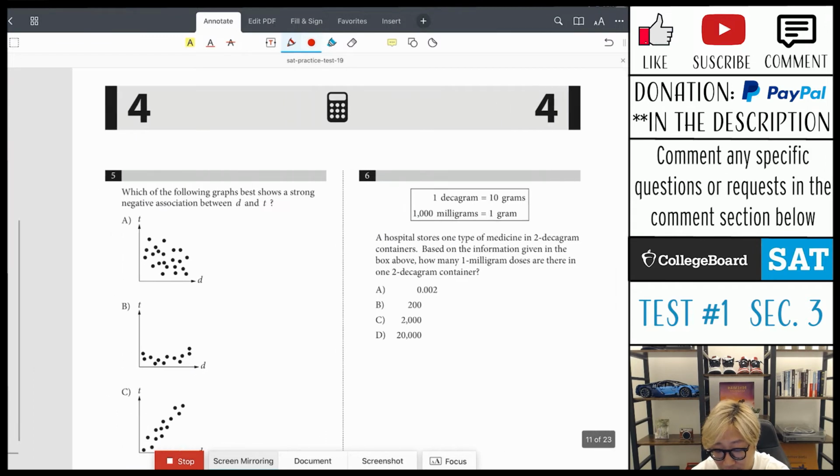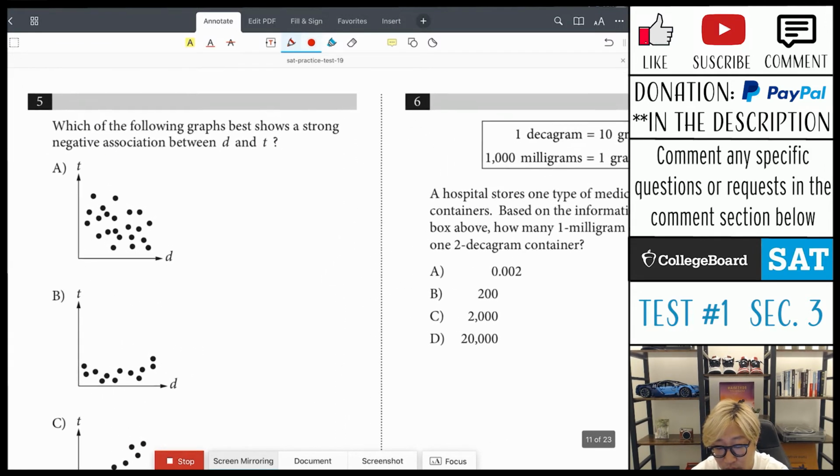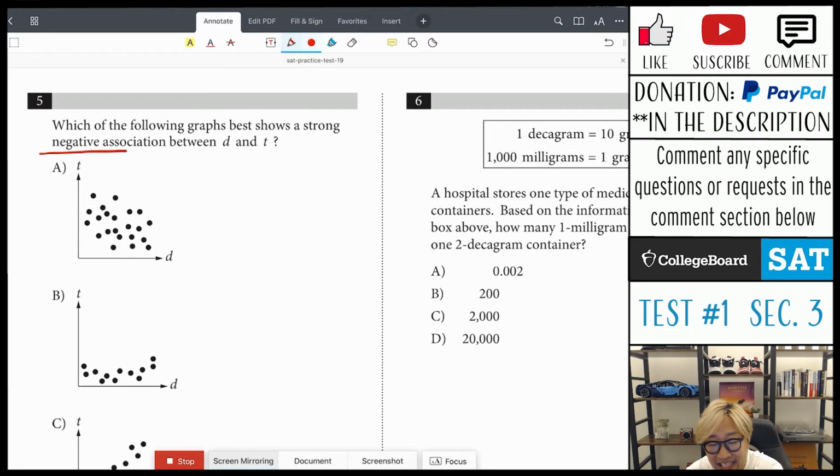All right, next. Number 5. Which of the following graphs shows a strong negative association between D and T? It's kind of like me and my friend John, we have a very negative association. If this guy's happy, I'm sad. If this guy's sad, I'm happy. Something like that. So basically, one goes up, the other goes down.